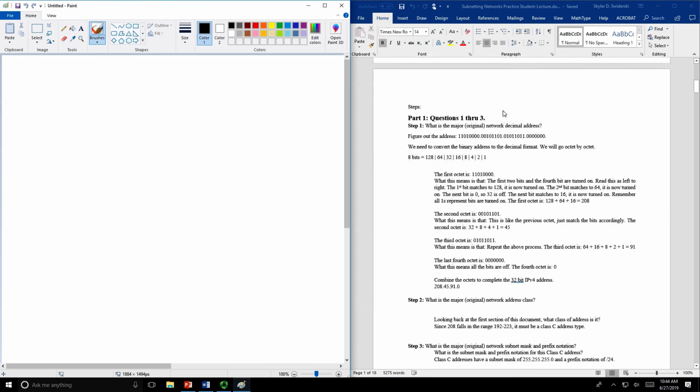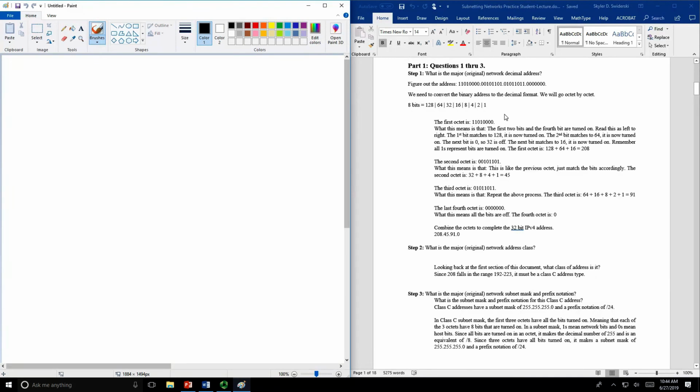Moving to step 1, before we can even do any subnetting, we have to first convert the binary address to decimal. Remember that each bit represents a number. The first bit 128, second bit 64, third bit 32, etc. And when all the bits are turned on, it represents 255, the highest number that you can do in 8-bit sections.